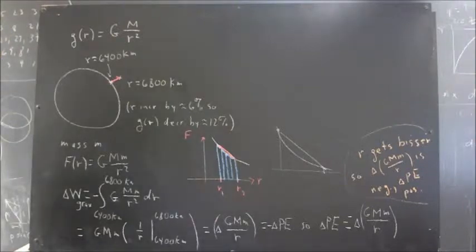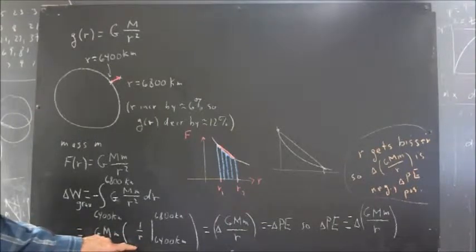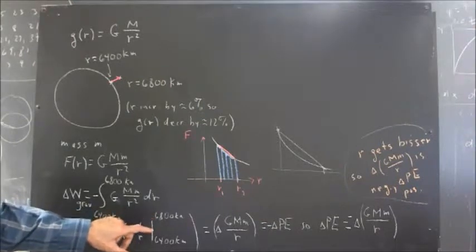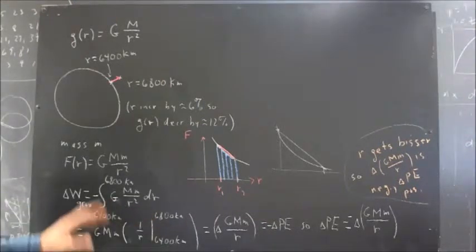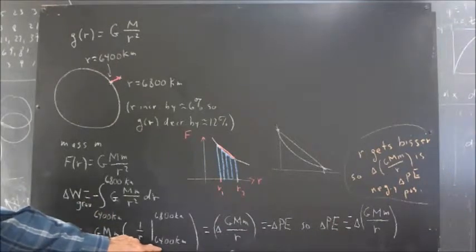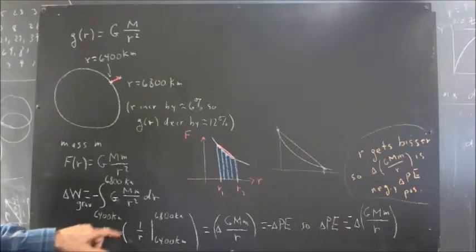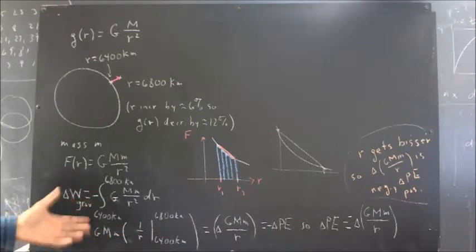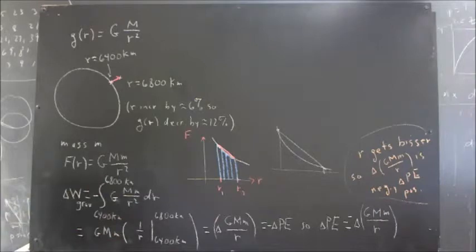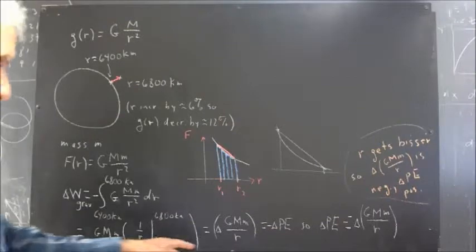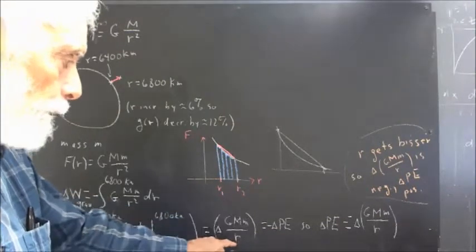So what we have is big G big M little m times 1 over r, so that's big G big M little m over r at 6,800 kilometers minus the value of that same expression at 6,400 kilometers. That's the change in the expression big G big M little m over r. A definite integral is just a change in the value of the antiderivative between the two limits. So what we have here is the change in big G big M little m over r.